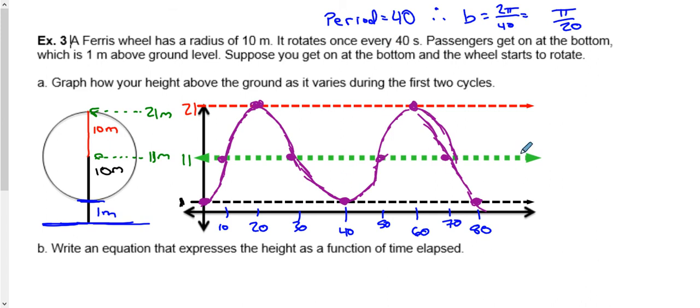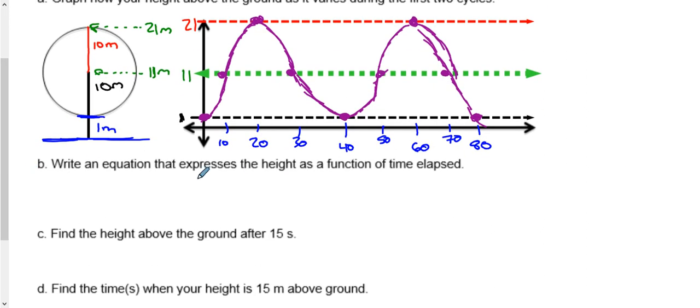Okay, so that's our graph, and ultimately when you build an equation, you want to match it up to that graph there. So part B, write an equation. Right away, write an equation. So let's fill in some of our variables. So A, amplitude. Well, what is our amplitude here? Well, our amplitude is our radius. So we're fluctuating between 10 and 10.